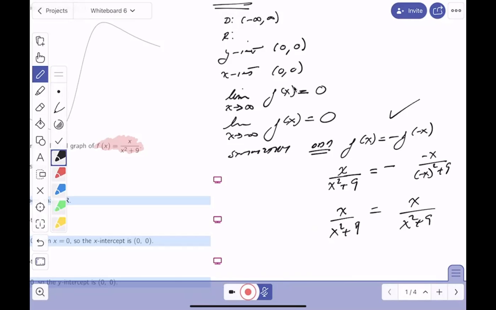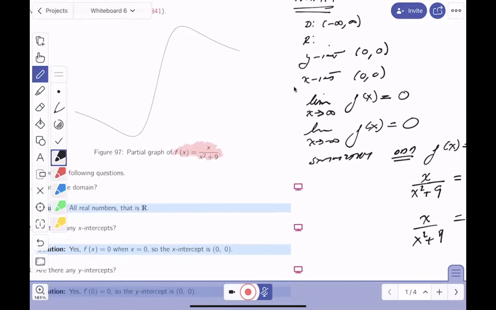Symmetry about a point, that point would be the origin, which is going to be our y and x-intercept. So I'm going to say over here is that point now. And what's that point going to be? 0, 0. What else do I know? There's a horizontal asymptote and it's 0. I'll put that down for you. It's an asymptote over here.